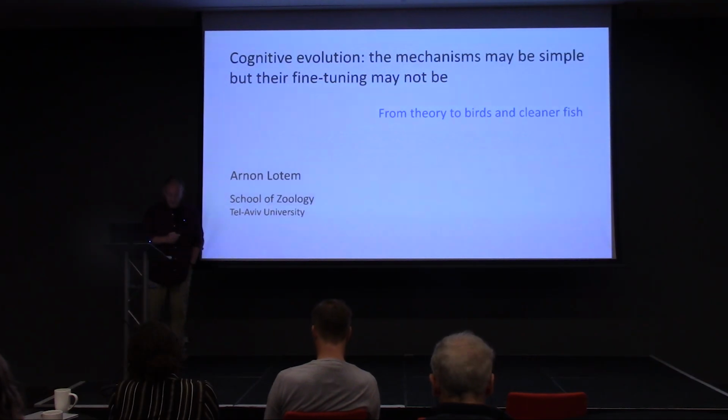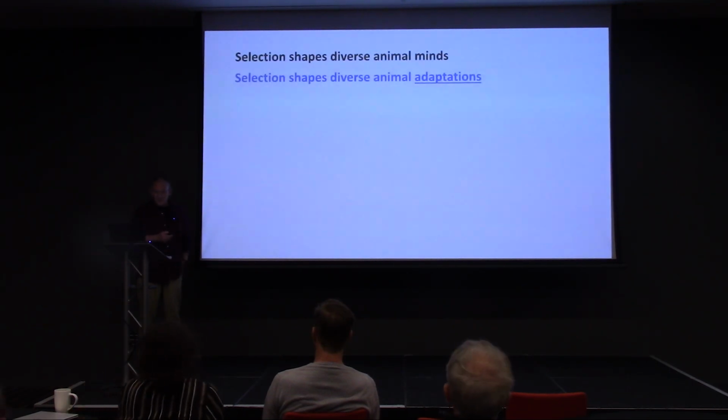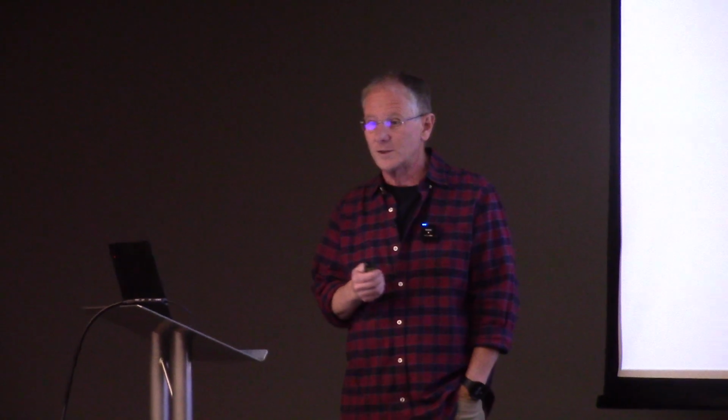So I will try, like other people, to use the title of this workshop, facing the challenge of trying to understand how selection shapes diverse animal minds. I thought maybe to zoom out a bit and think about how selection shapes diverse animal adaptations in general.